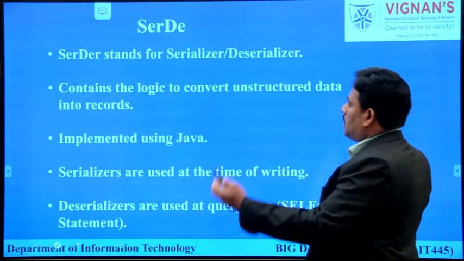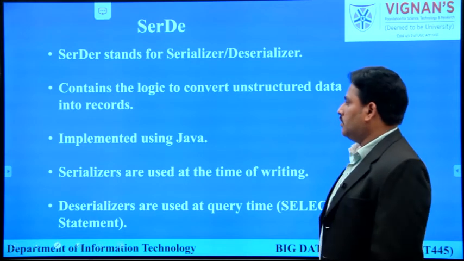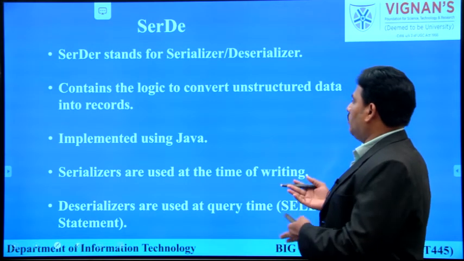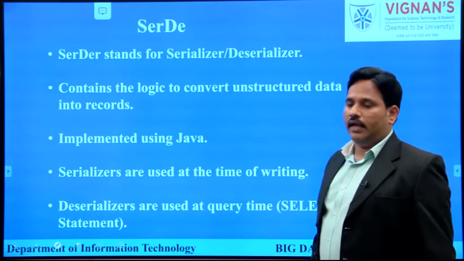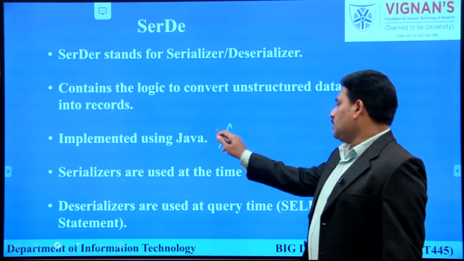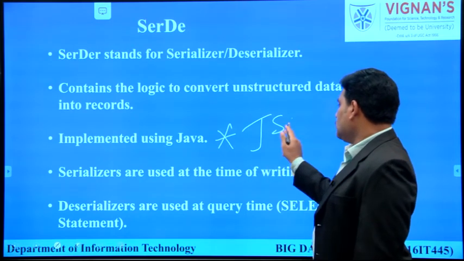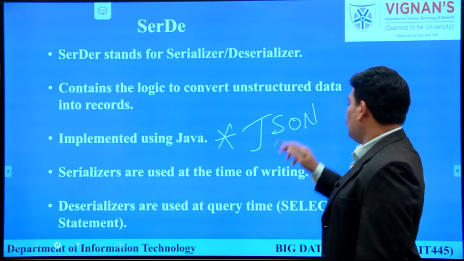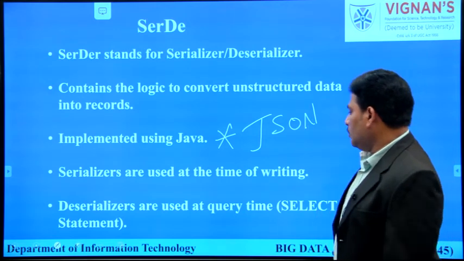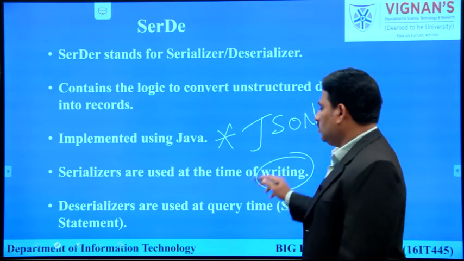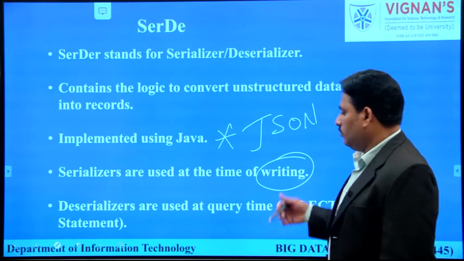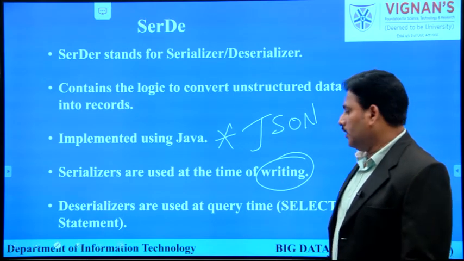SerDe stands for serializer and deserializer. Now what it will do is convert unstructured data into records. It is implemented using Java, mainly used in a JSON environment. Serializers are used at the time of writing. Deserializers are used at the time of reading or query reading time.